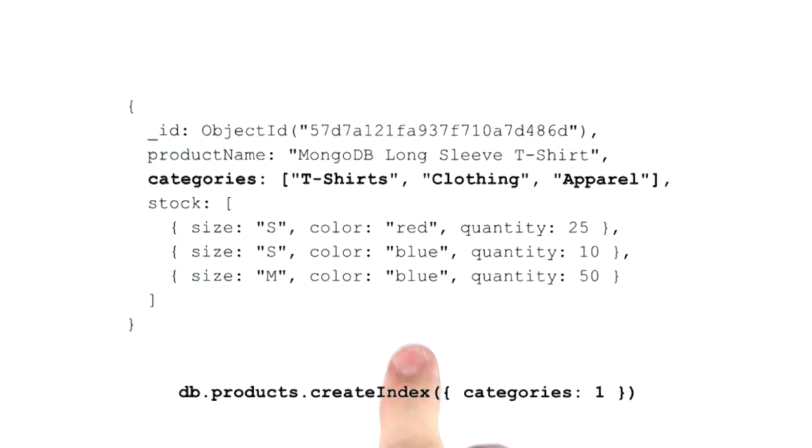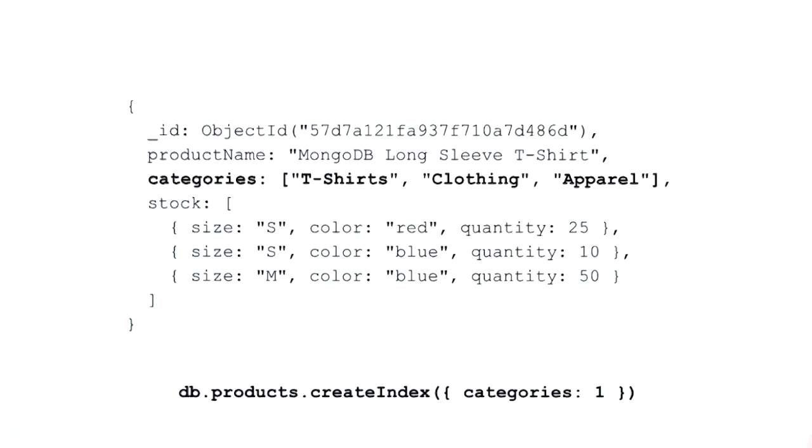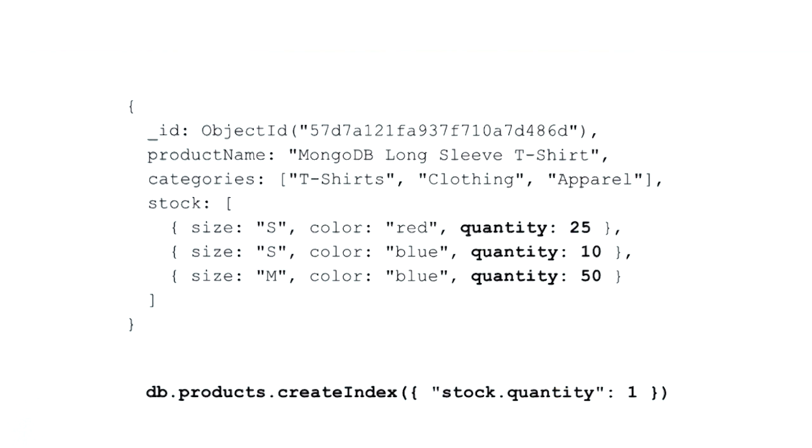For example, in this document, if we were to create an index on categories, then the server would create index keys for t-shirts, clothing, and apparel. With multi-key indexes, we can not only index on scalar values, like strings and numbers, but we can also index on nested documents. For instance, we might want to be able to create an index on the quantity field of our stock subdocuments so that we can sort all these documents by quantity. This would work the same way as with scalar values. In this case, the server would create 3 index keys, one for each of the subdocuments.